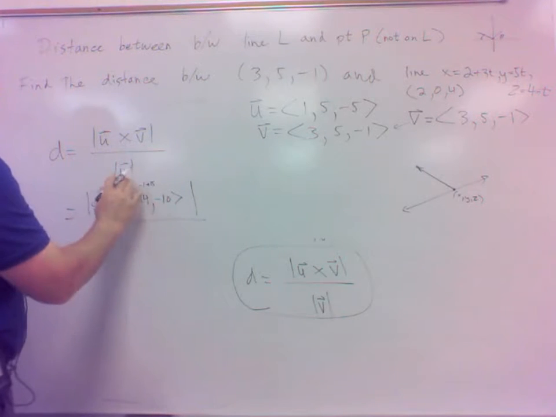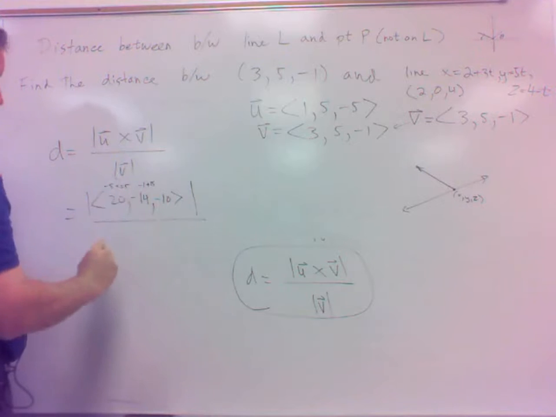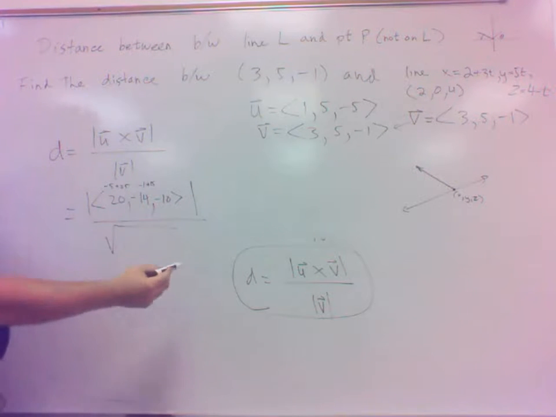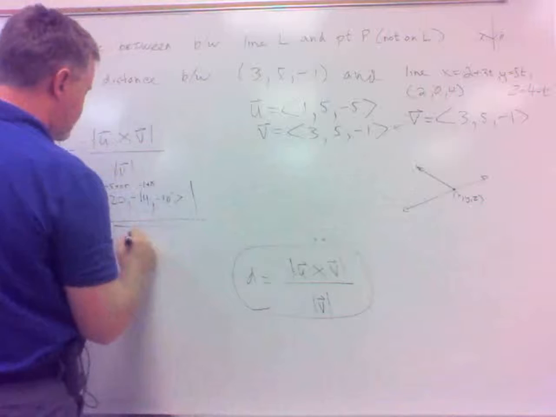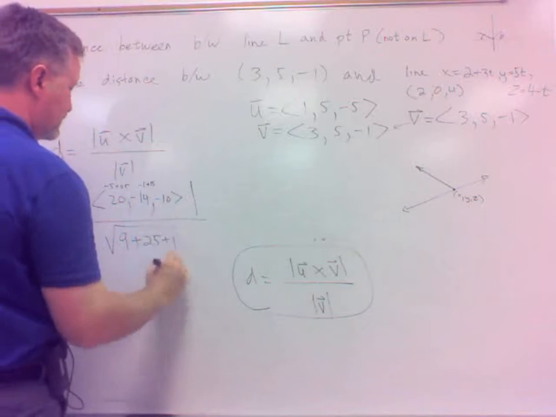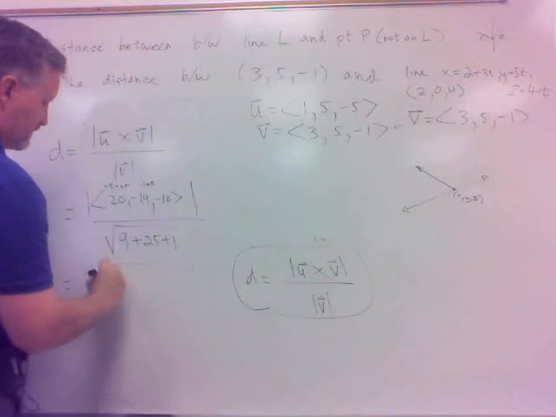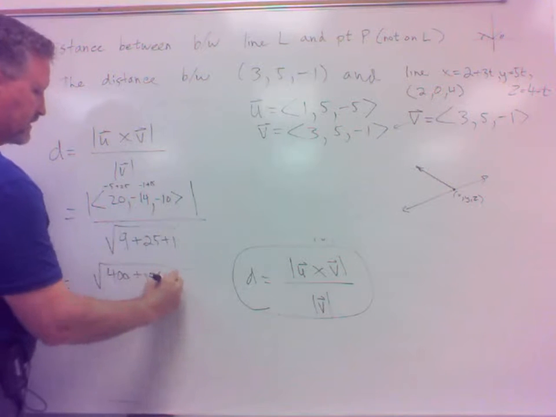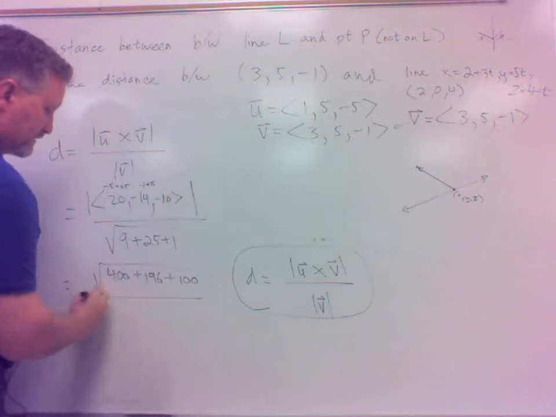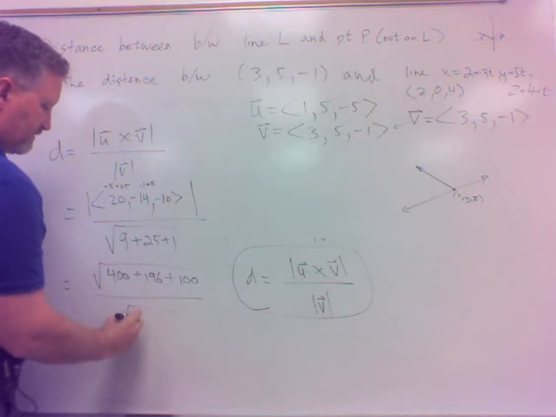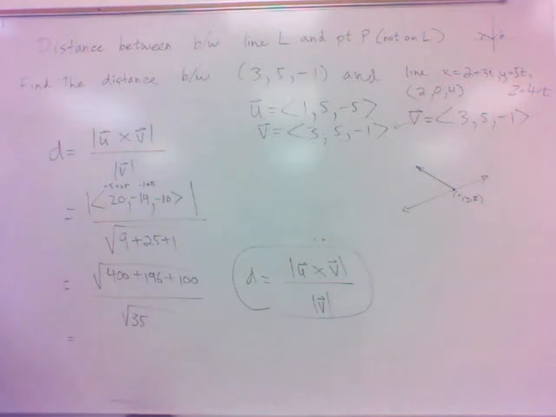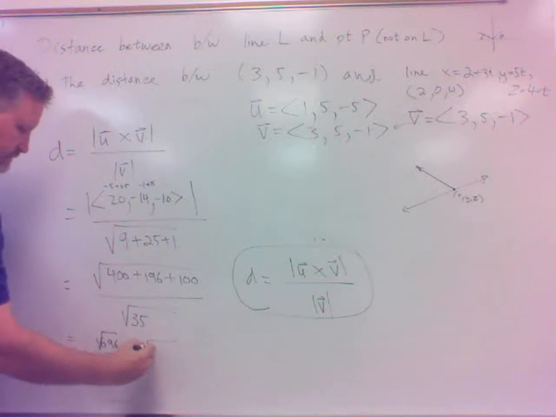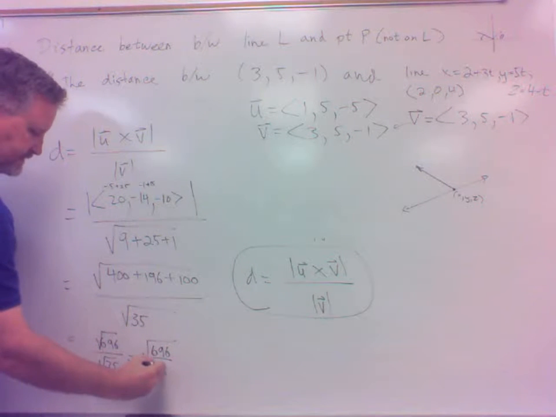All right, what about this? How do we do the magnitude of a vector? Just do the square root of the sum of the squares. So the magnitude of V would be 9 plus 25 plus 1. So this would be the square root of 400 plus that squared would be 196. That squared would be 100, so that would be the magnitude of that. And that's 35. So it's 696 divided by the square root of 35.